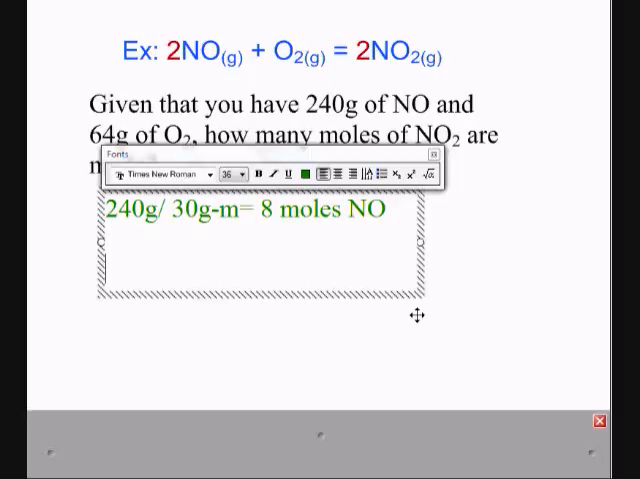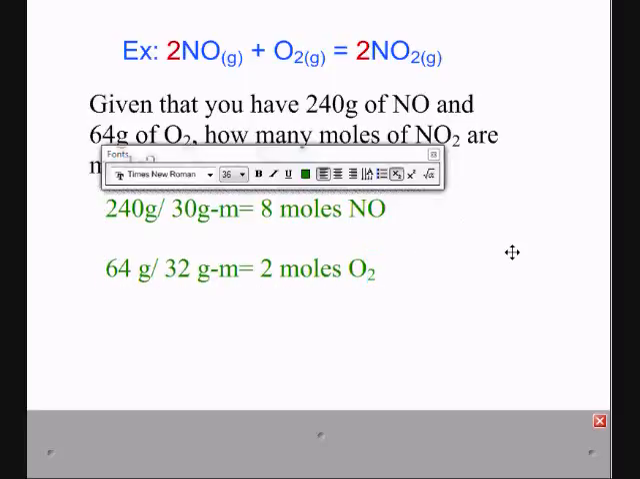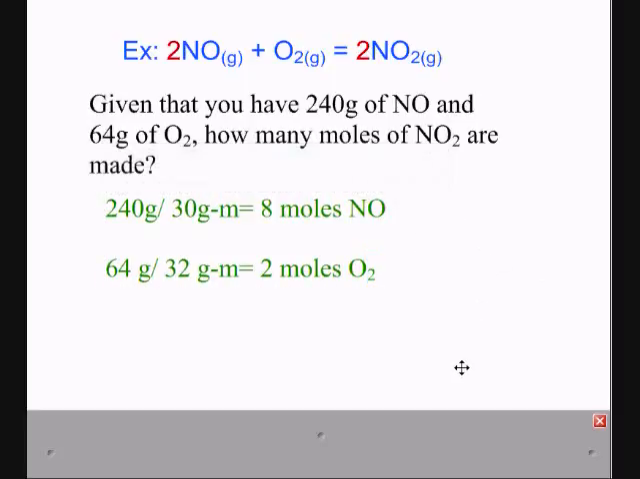How about the oxygen? We're saying that we have 64 grams of it, and the molar mass of oxygen, O2, is 32 grams per mole. Very good. 64 divided by 32 is 2. You can see I chose numbers to make things a lot easier, right? Okay, so basically what you've got here is 8 moles of nitrous oxide, and you've got 2 moles of oxygen.